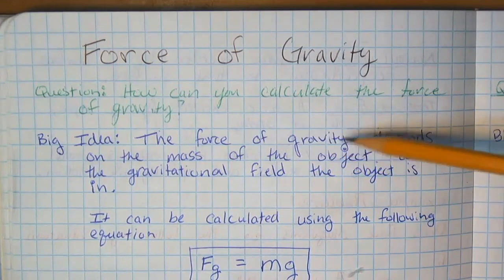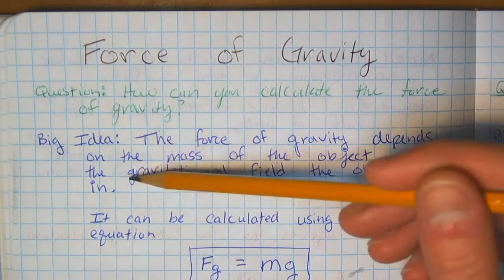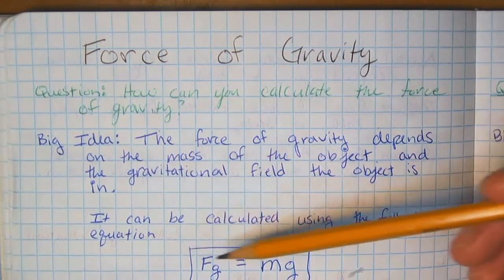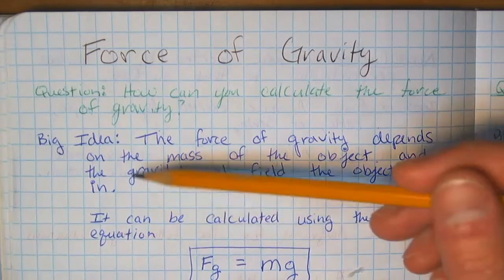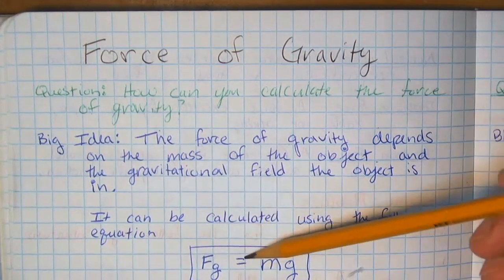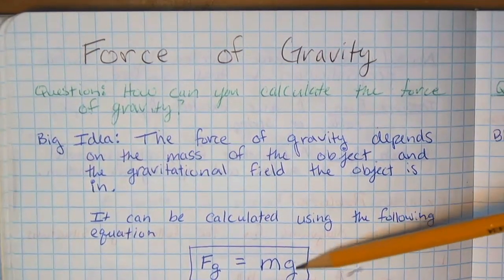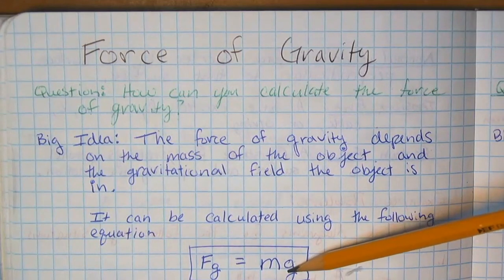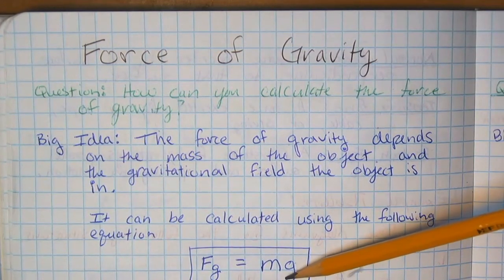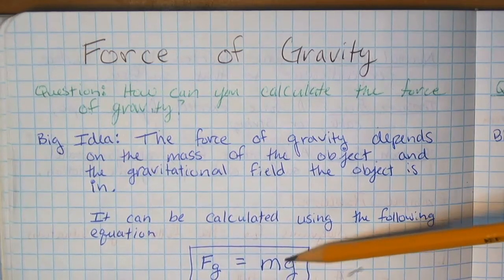Okay, the force of gravity depends on the mass of the object and the gravitational field the object is in. So if we're on Earth, it'll be 9.8. It can be calculated using the following equation: the force of gravity is equal to mass times g, where g would be 9.8 as long as you're on the Earth, and it would be something else if you were on a different planet. So if you're on Jupiter, this number would get bigger. If you're on the moon, this number would get smaller.